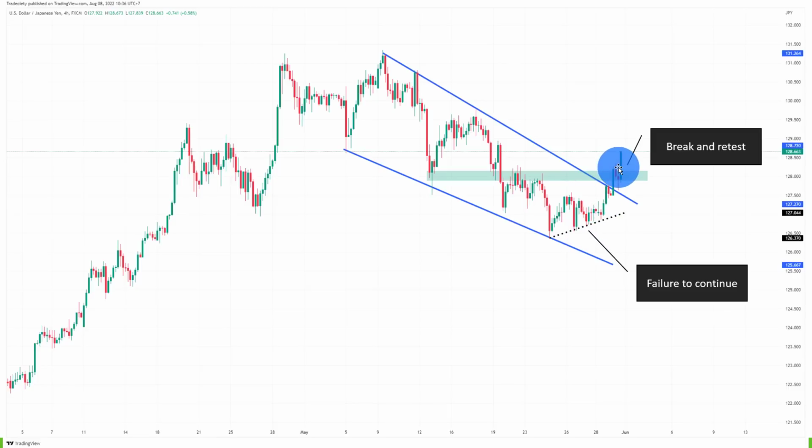Also, we have the break and retest pattern. So we get above the upper trend line and we retest the trend line as support now, whereas previously it was resistance. Also, we are getting above this flip zone. 128 seems to be a round number that the market is paying attention to. It was previous support, turns into resistance, and then on the breakout, it becomes support again. And this is a very, very strong bullish signal.